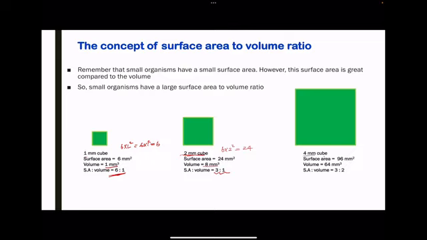And for the 4 millimeter cube, of course, 6 times 4 squared is going to give us 96, and then 4 times 4 times 4 gives us 64. The surface area to volume ratio is 3 to 2, and we can see this one has the greatest surface area to volume ratio.